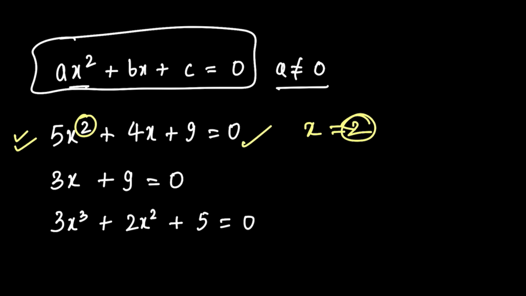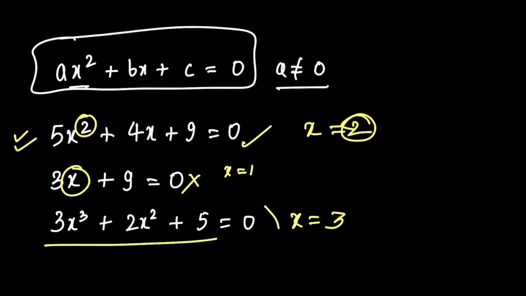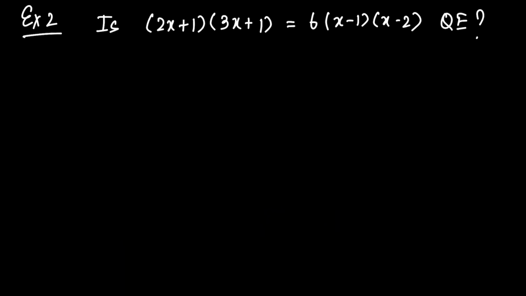Second is 3x plus 9. See, the highest power of x is 1. So this is not a quadratic equation. Here, the highest power of x is 3. Again, this is not a quadratic equation. Try out this question. Is (2x plus 1) into (3x plus 1) equal to b into (x minus 1) into (x minus 2) a quadratic equation? So the given equation is this.